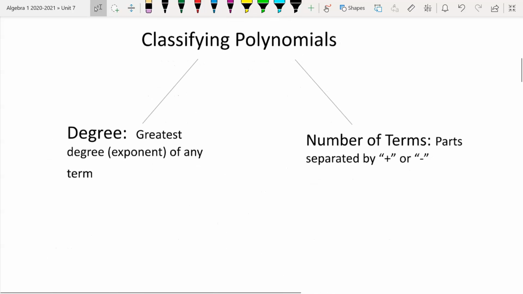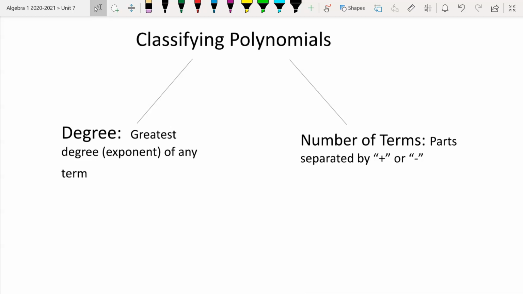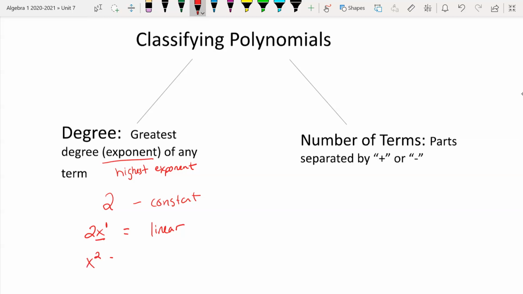So the first thing we talk about is classifying polynomials. We classify them based off of two things. Their degree, which is the highest exponent of any term, and the number of terms. If it has no exponent, we call that a constant. If it has a variable, the exponent's a 1, so we call that a linear. If it has an exponent of 2, we call that a quadratic.